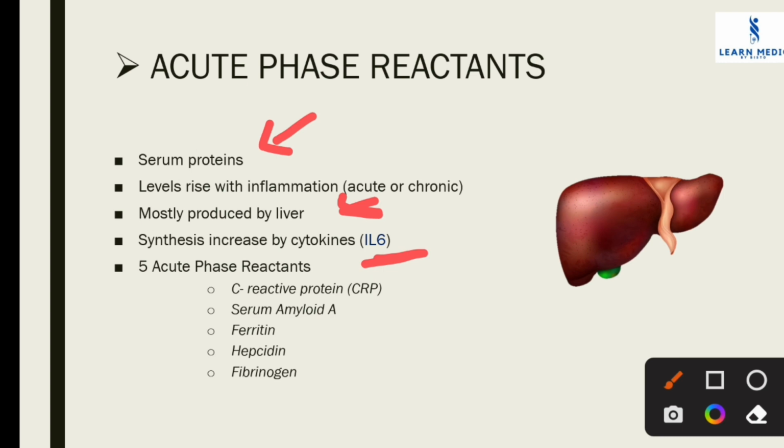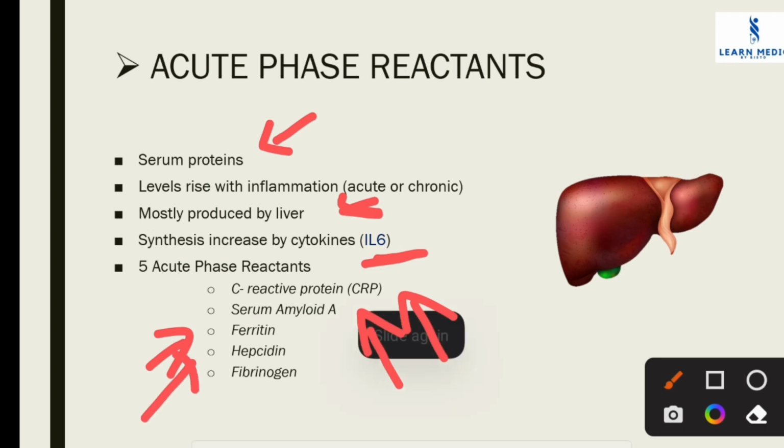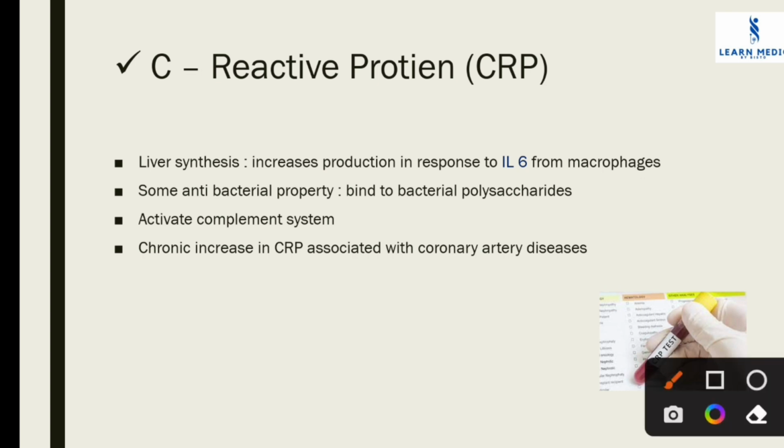The five major acute phase reactants are, first, CRP, the C-reactive protein, which we will discuss, then serum amyloid A proteins, ferritin, hepcidin, and fibrinogen. These are the major acute phase reactants we are going to discuss in the case of inflammation. The first one we are going to discuss is the C-reactive protein, or CRP.